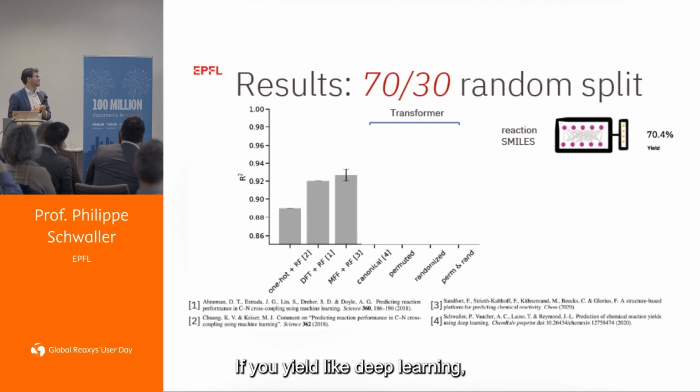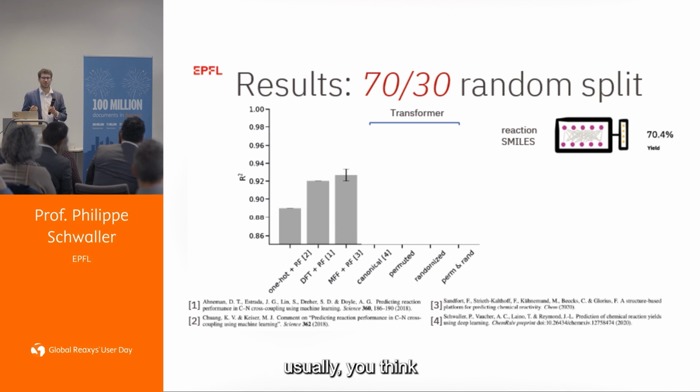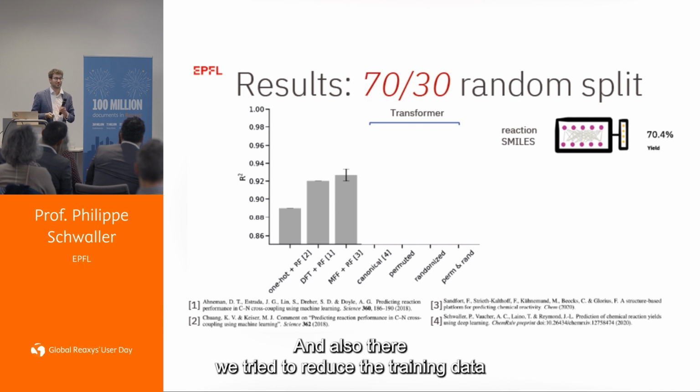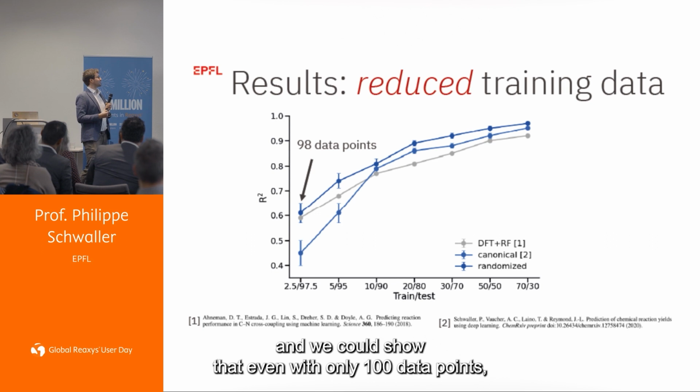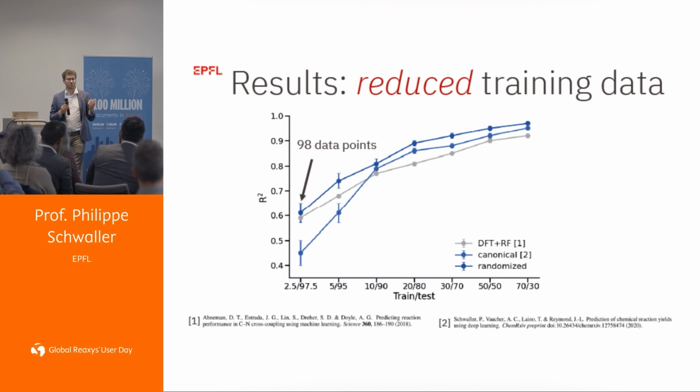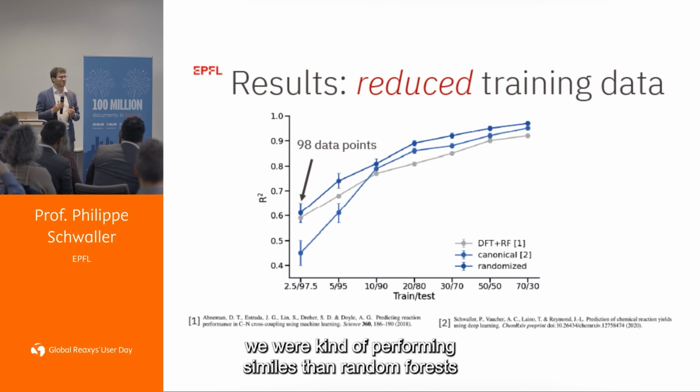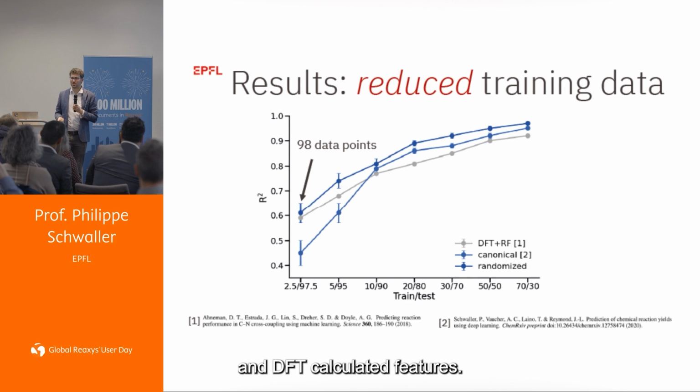If you hear deep learning, usually you think it requires quite a lot of data. There we tried to reduce the training data and could show that even with only 100 data points, we were performing similarly to random forest and DFT calculated features.